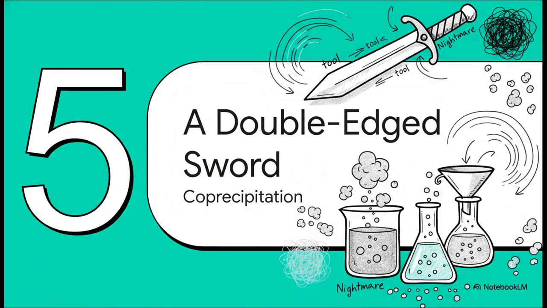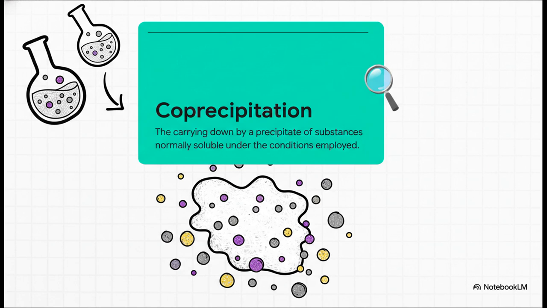And that brings us to our final section, and to one of the most interesting twists in separation science, a phenomenon that can be a chemist's absolute worst nightmare, and also their most powerful tool. It's called co-precipitation. Here's what's happening. You're trying to precipitate your analyte to get a nice, pure solid. But some of those pesky, soluble interferents get accidentally trapped and dragged down along with it, contaminating your final product.